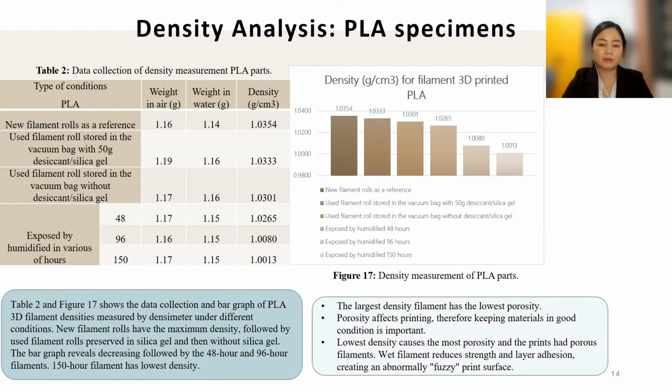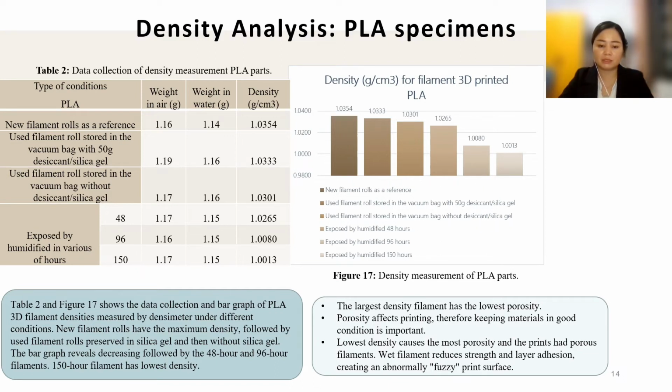Density analysis using PLA specimen. Table 2 and Figure 17 show the data collection and the bar graph of PLA 3D filament densities measured by the densimeter under different conditions. New filament rolls have the maximum density, followed by the used filament rolls preserved in silica gel and then without silica gel. The bar graph reveals decreasing density, followed by the 48 hours and 96 hours filaments. The 150 hours filament has the lowest density. So the filament with the largest density has the lowest porosity.